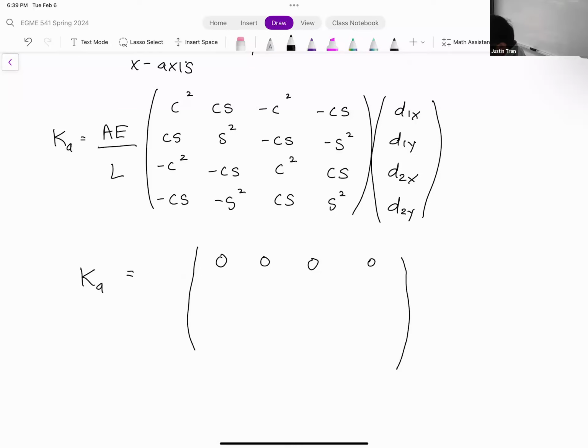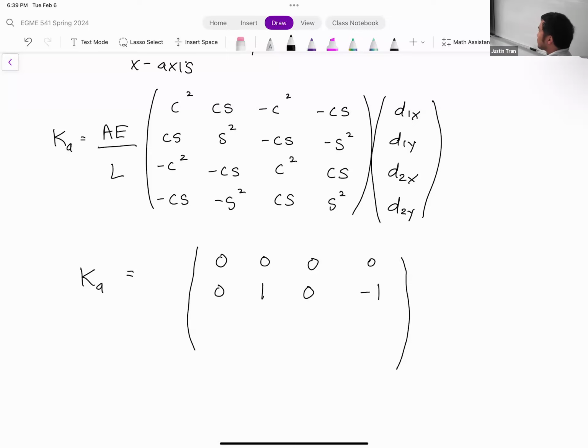Next row. We have cosine times sine, which, again, is going to be 0. The next entry in the second row is sine squared, and since sine is 1, sine squared is also 1. Then we have minus cosine sine. We know anything involving cosine is going to be 0 in this element. And then we have minus sine squared, which is going to be minus 1.